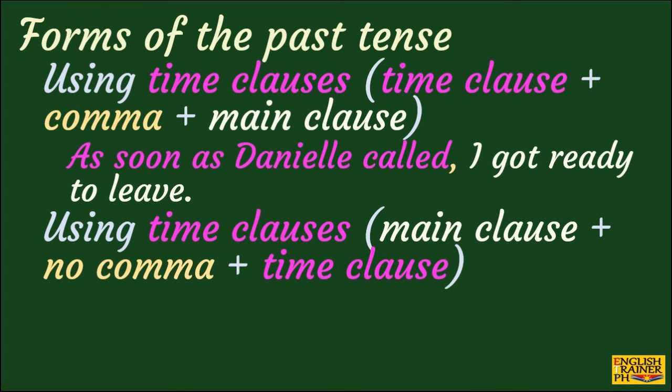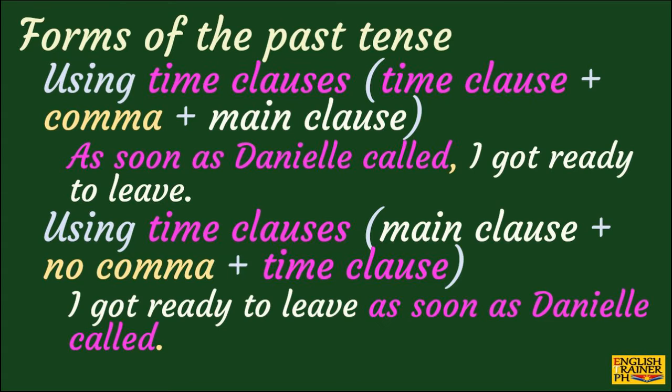If you want to start with your main clause, this is also possible. And it doesn't require a comma anymore. So you have your main clause, no comma, and then time clause, and then period. So, I got ready to leave as soon as Danielle called. Because we know that as soon as is our time word or time words, then we know that this is the beginning of our time clause, and leave would be the last word for our main clause.